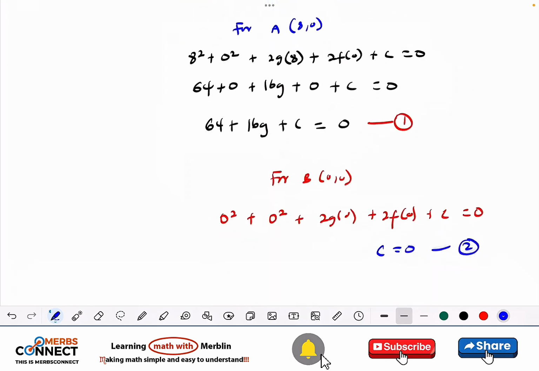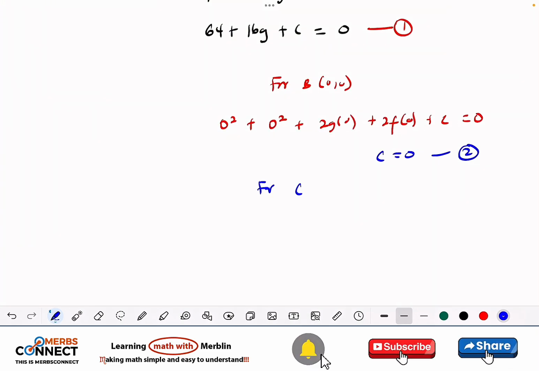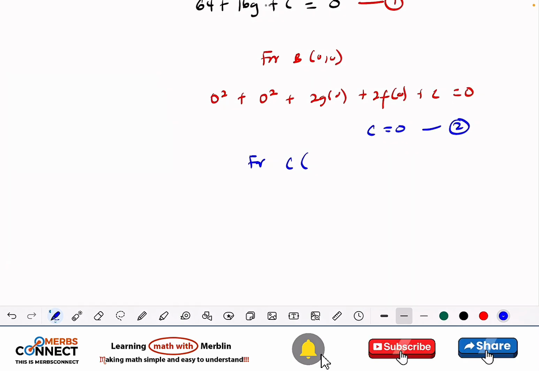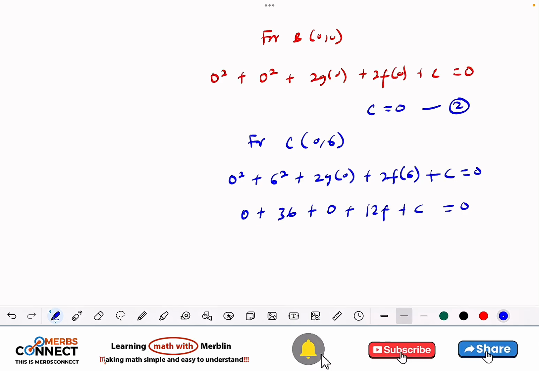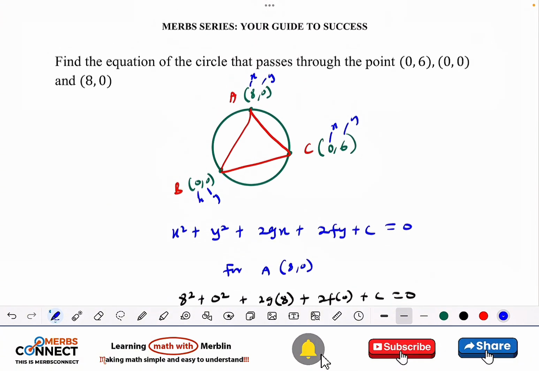Let's look at C. So for C we have 0 and 6. So let's plug it in. x is 0, y is 6, so 0 plus 36 plus 0 plus 12f plus c is equal to 0. So we are going to have 36 plus 12f plus c is equal to 0. Equation 3. So we have 3 equations, right?